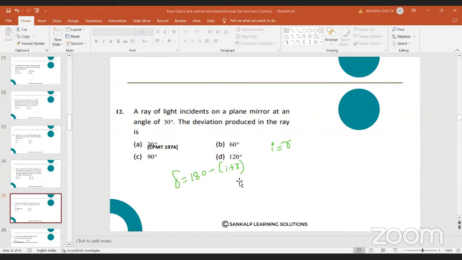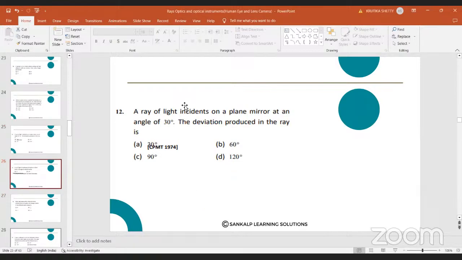So 180 minus 60 is nothing but 120. It is 120. So option D is right. So the deviation produced in a ray is option D. Let's go to the next question.